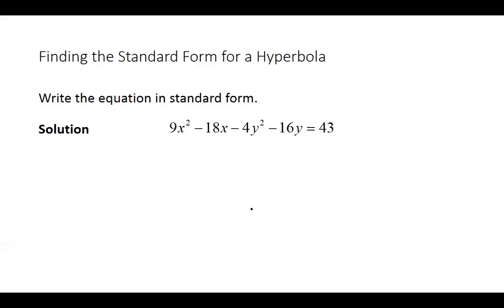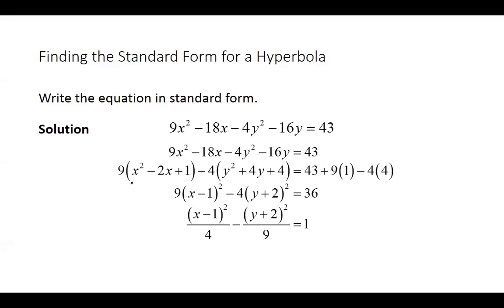Write the equation in standard form. Once again, this would be a good time to pause the session, see if you can complete the square like we did a few times already. We're going to gather all the x and y terms and find what we need to complete the square. We need to eliminate the coefficients of x squared and y squared by factoring them out. We're going to factor out the 9 and -4.